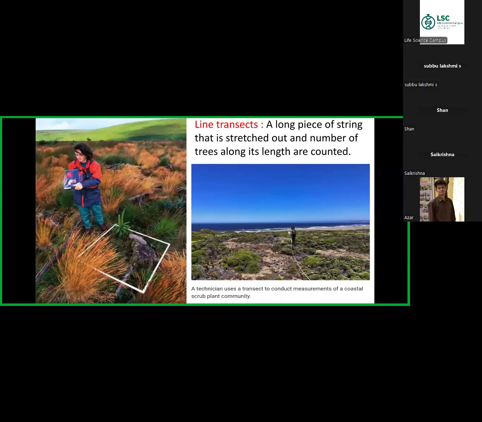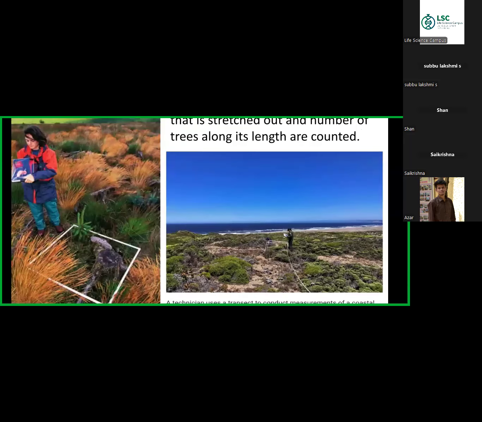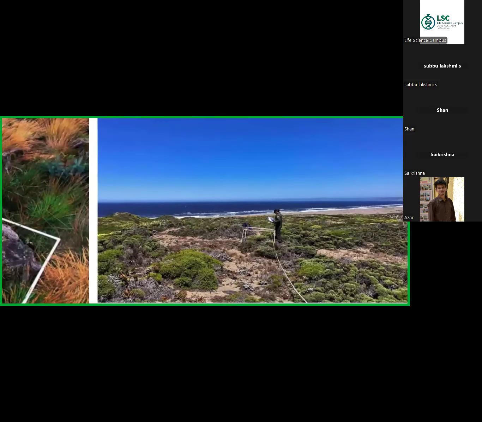For counting the number of large trees, we can use line transects. Instead of quadrat method, we can utilize line transects. So line transects, you can see from this figure. This line transect consists of a long piece of string. It can cover a larger distance so that we can count the number of larger trees.